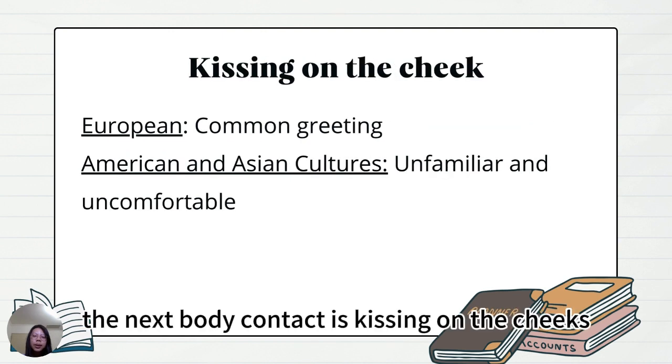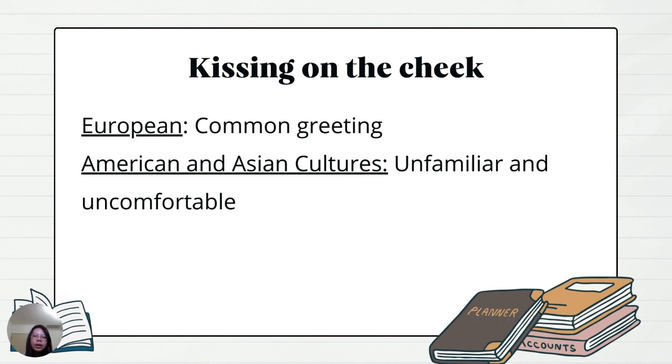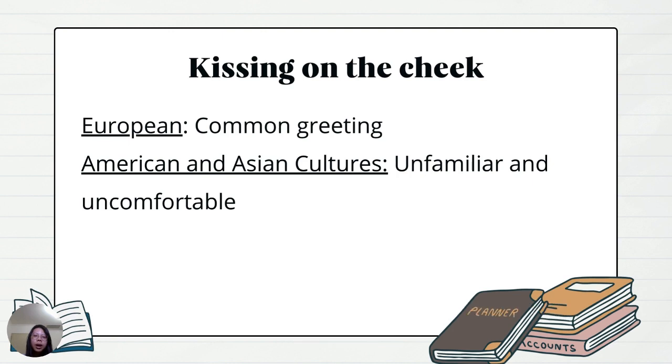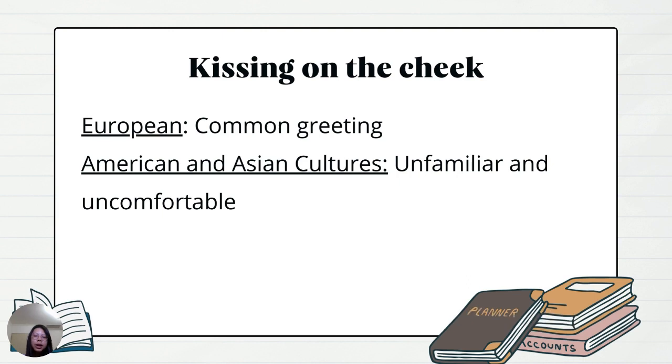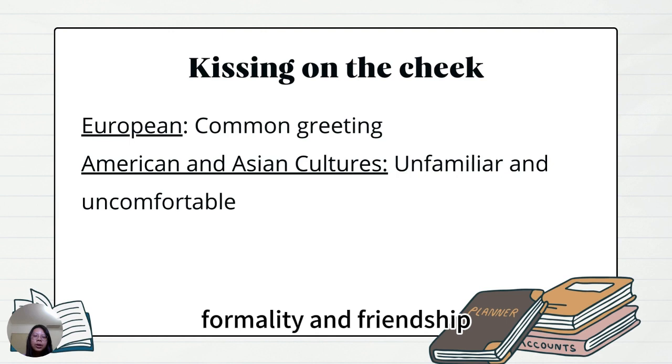The next body contact is kissing on the cheeks. In European countries such as France, Italy, and Spain, cheek kissing is a common greeting and a social norm, often involving one to three kisses depending on the region. This gesture symbolizes warmth, familiarity, and friendship.